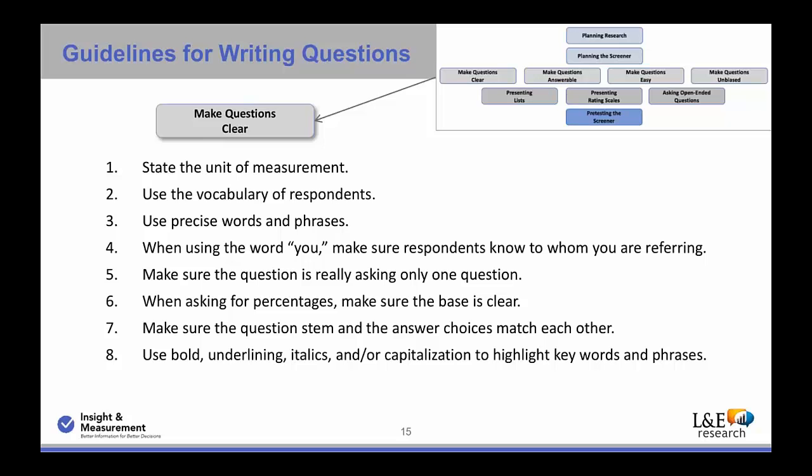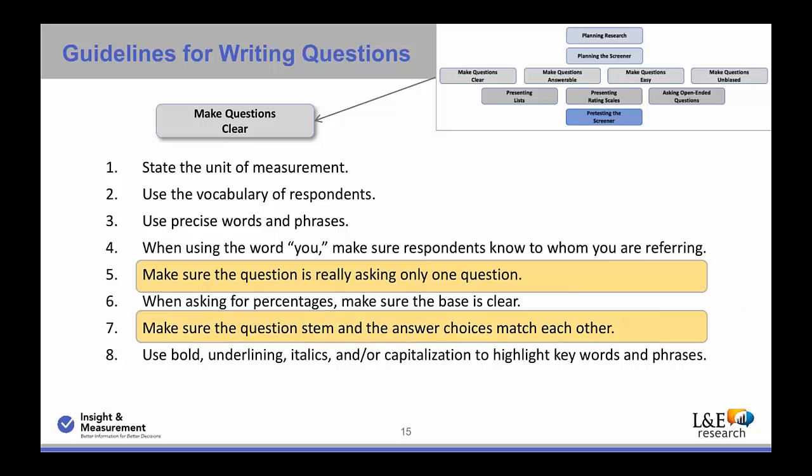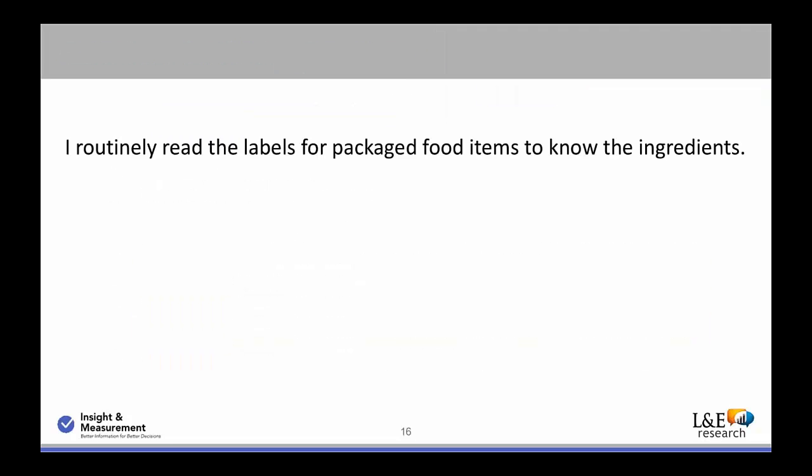Okay, so guidelines for writing questionnaires. This is just one of the chapters out of my book, and certainly what I practice in my company and in my discipline. So there's a lot of stuff here. I'm just going to talk about two. Make sure the question is really asking just one question, and make sure the question stem and the answer choices match each other. But there are other things as well. So let's look at a few examples.